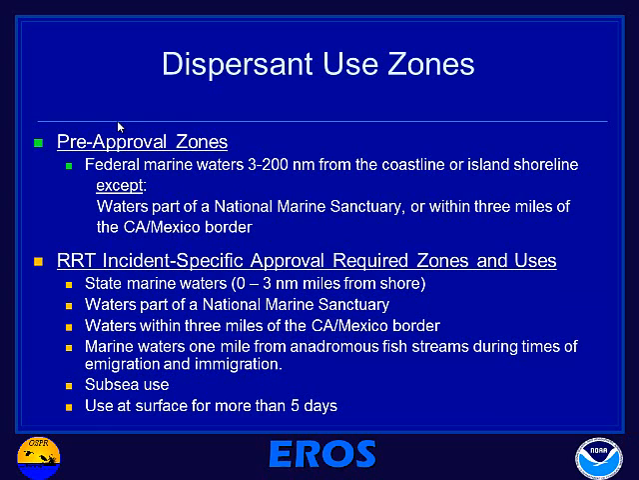So for a spill in any other area, within a sanctuary, within 3 miles of shore, within 3 miles of the California-Mexico border, within 1 mile of creeks, and then post-Deepwater Horizon, we had a couple different uses that we realized we didn't analyze when we were doing the work before. We didn't analyze for subsea use, the kind of use that was used during Deepwater Horizon. And we didn't figure that there would be any use of dispersants at the surface for more than 5 days, because there just aren't opportunities in California for long-running spills or continuous releases as we had in Deepwater Horizon. So we didn't analyze for that. And because we didn't analyze for it, we're saying if you're going to consider subsea use or using dispersants at the surface for more than 5 days, you've got to go to the RRT. That use is not part of the pre-approval.